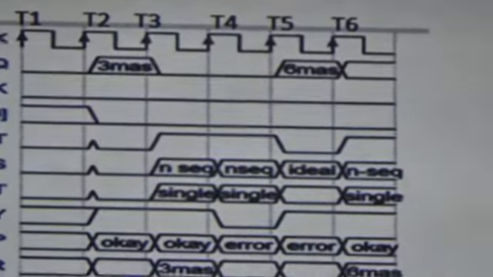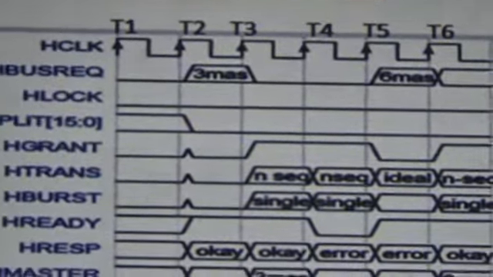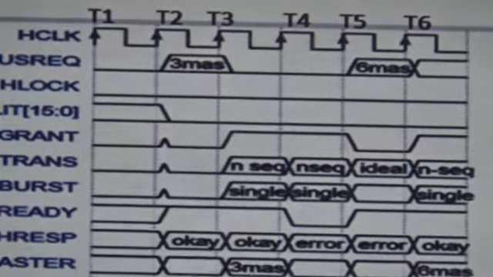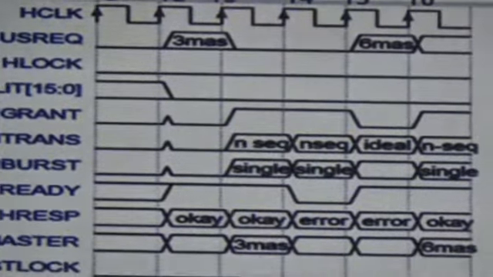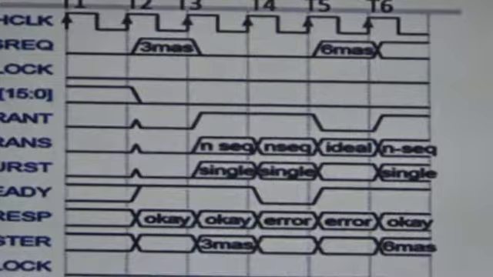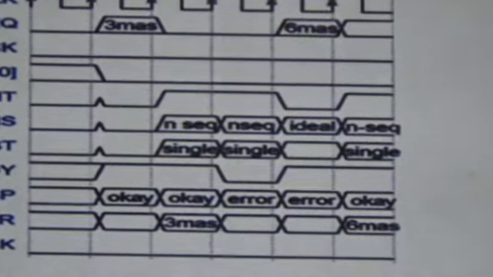Since at T5 clock cycle, HGRANT again becomes low, HTRANS has become idle. Sorry, here it is not ideal, it is IDLE, which will remove the previous transfer.